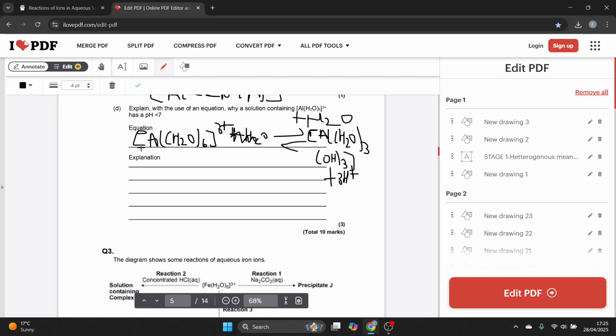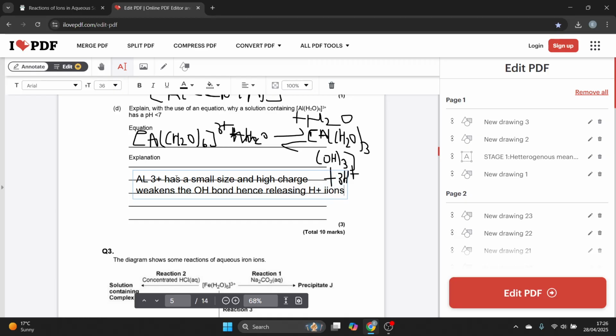And then why does it have a pH less than 7? Well, so now it's a bit of application, isn't it? But is it really? It's just the same thing about the charge of the ion. Anytime there's a charge on an ion, Al3+ has a small size and high charge, and this weakens the OH bond, releasing H+ ions.